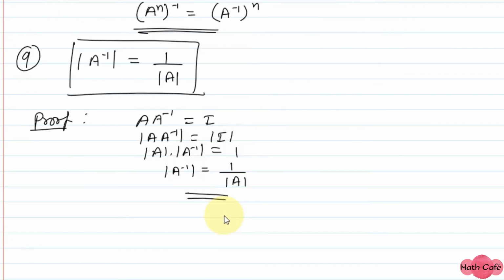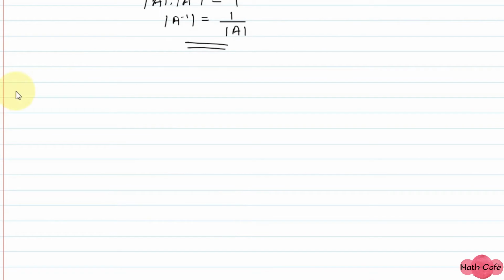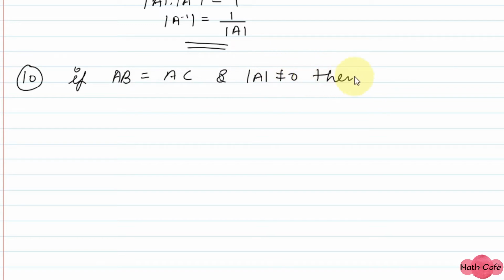Alright, so let's see here the next property, that is property number 10. If it is written that AB is equal to AC, and it is written that determinant of A is not equal to 0, then we can write that B is equal to C. Okay, so let's see the proof of this property.